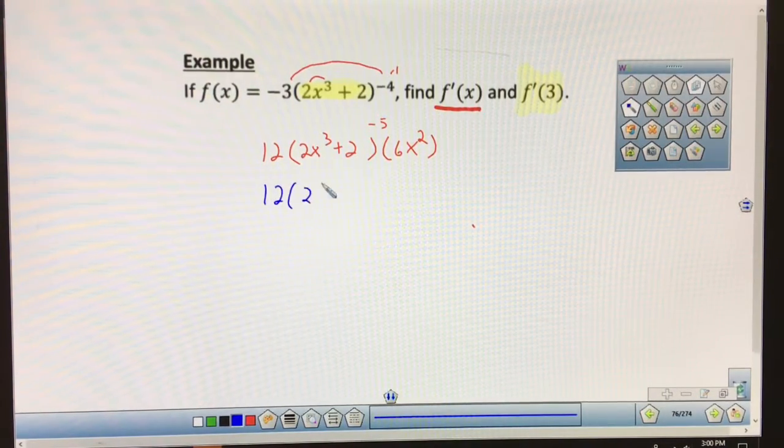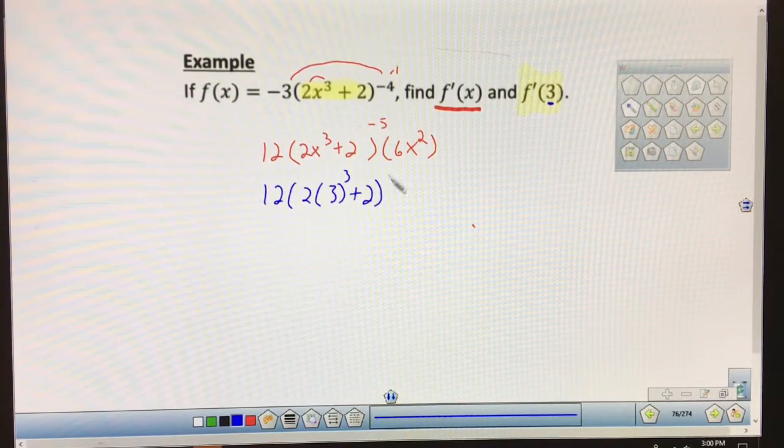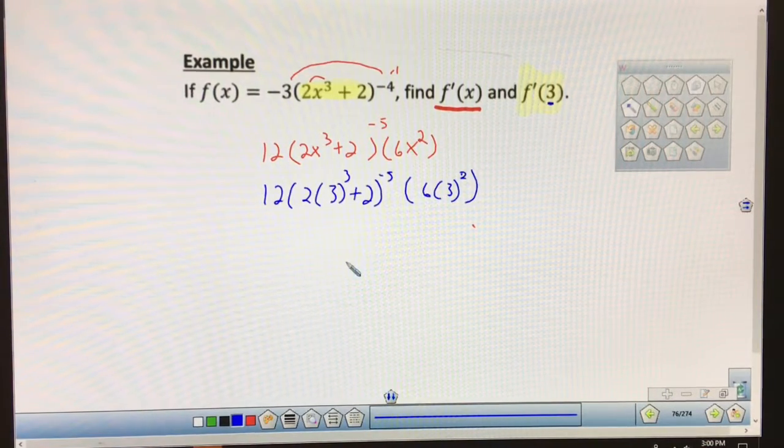So it's going to be 12 times 2 times that 3 cubed plus 2 to the negative fifth times 6 times 3 squared. A lot of arithmetic on the calculator, but the calculator will pump it out pretty quick.